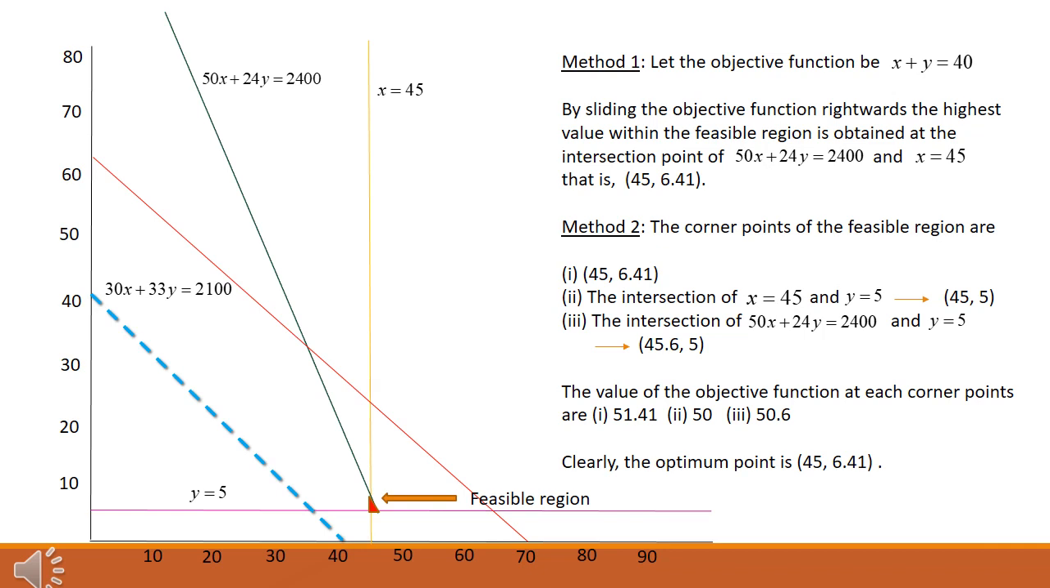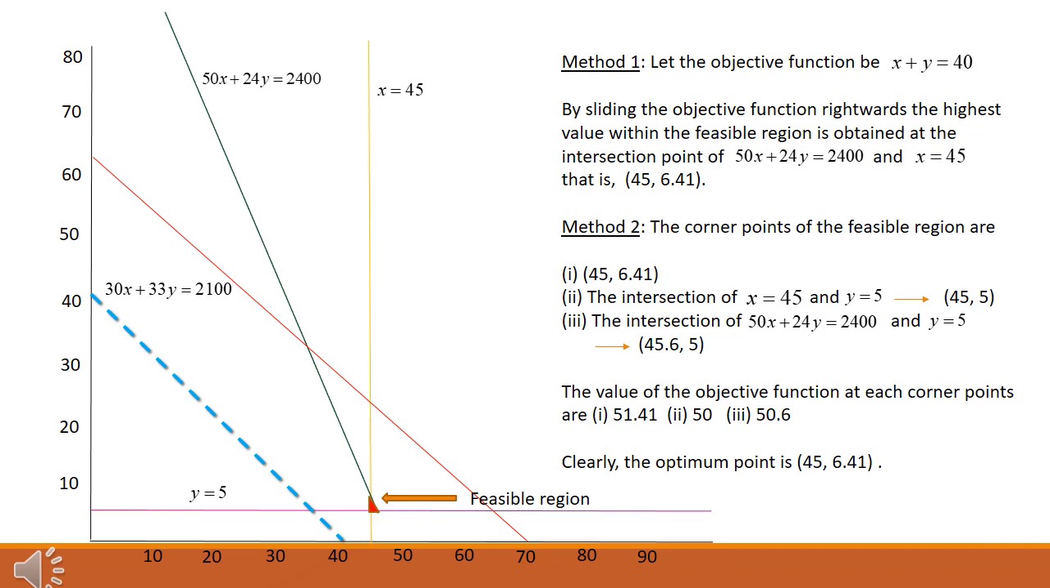Now going by the first method of finding the optimum point, we plot the objective function by assuming that x plus y equal to 40. You can also take some other constant value. Now plotting the objective function, we get the blue dashed line. If we slide it parallelly rightwards, because we want to maximize the objective function, then we can see that the farthest possible point is at the intersection of the first and third constraint lines.